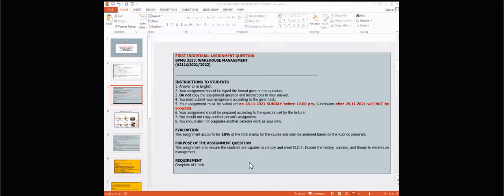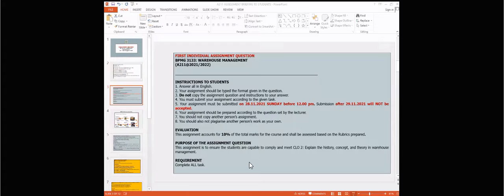Okay, yang ini yang paling penting. Choose, pilih satu warehouse service provider. Bila pilih satu warehouse service provider, and then start with introduction of the company. So remember that I asked you to come up with, share with me any warehouse within your housing area. Okay, alright, so write down the name of your company.